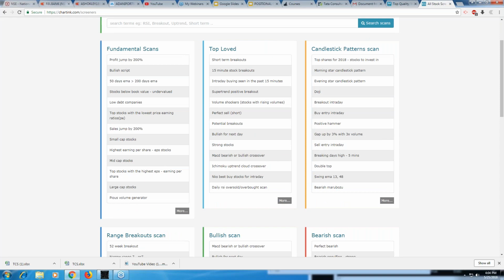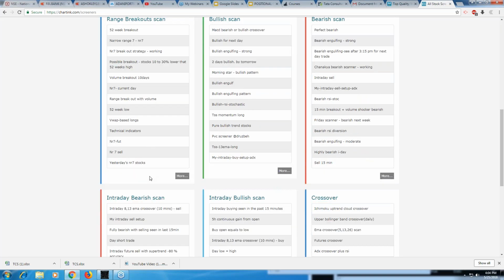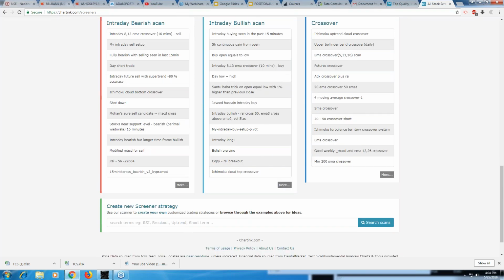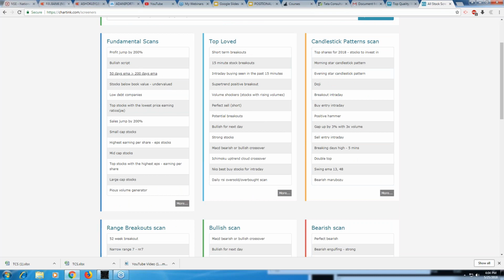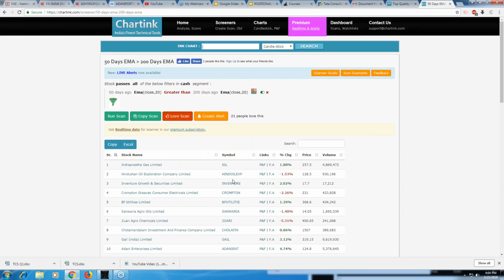You have bullish scan, bearish scan, rainbow stock scan, intraday bearish scan, intraday bullish scan, crossovers, various, whatever you want, you get it over here. 50 DMA is more than 200 DMA. You can run this and you can get to see so many of them, right?